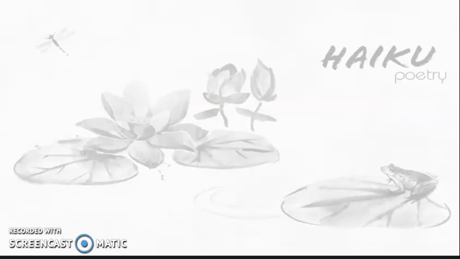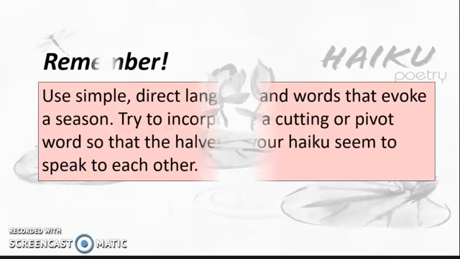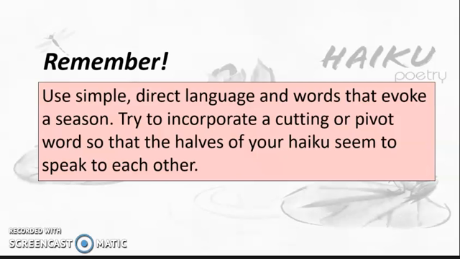So those are the things you have to keep in mind in writing a haiku. But always remember, use simple, direct language and words that evoke a season. Try to incorporate a cutting by using punctuation marks like an ellipsis or the long dash, or pivot words, so that the halves of your haiku seem to speak to each other.